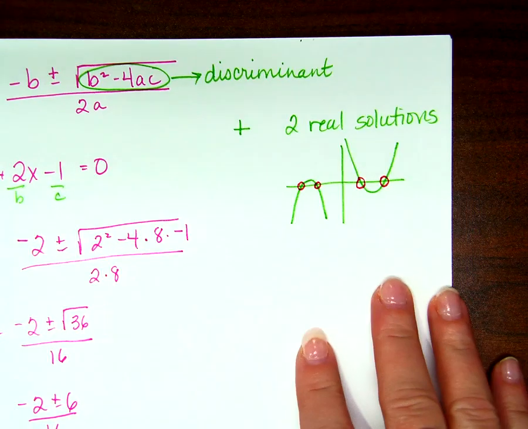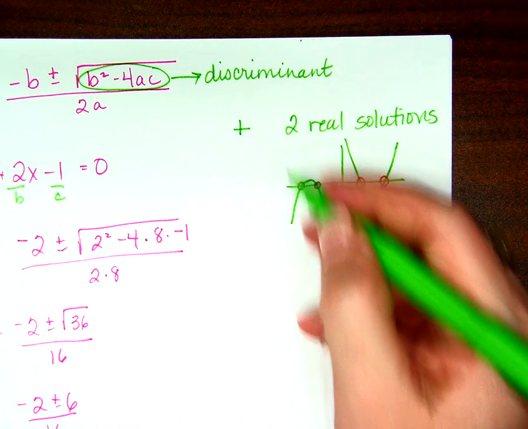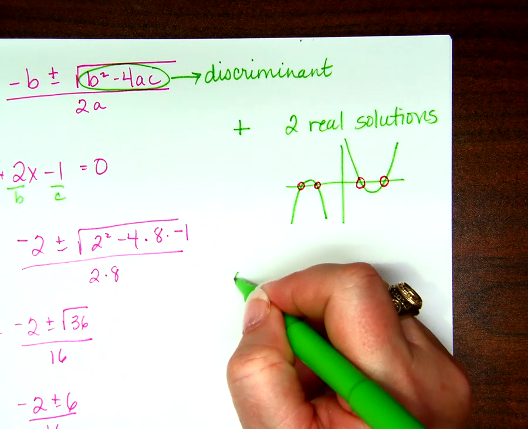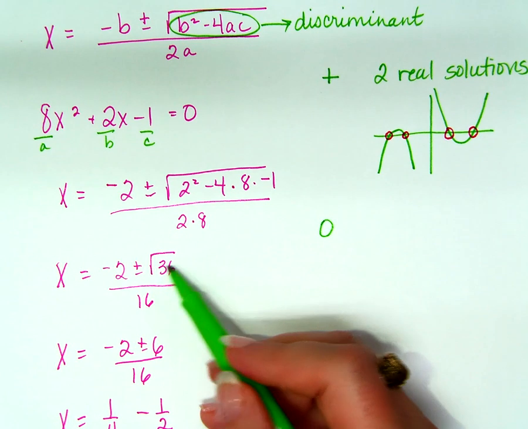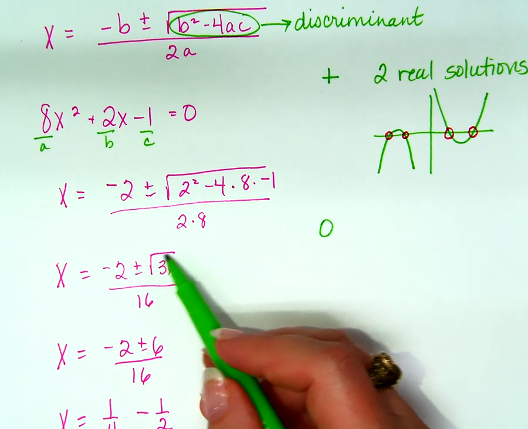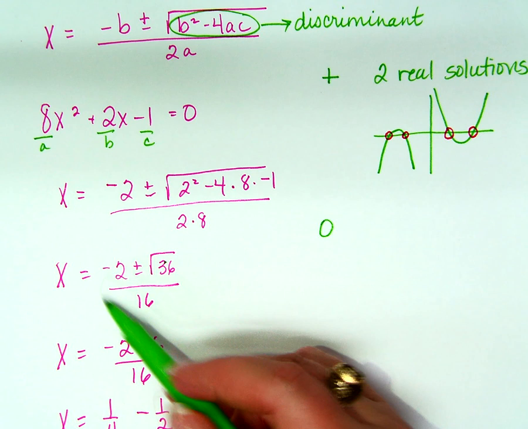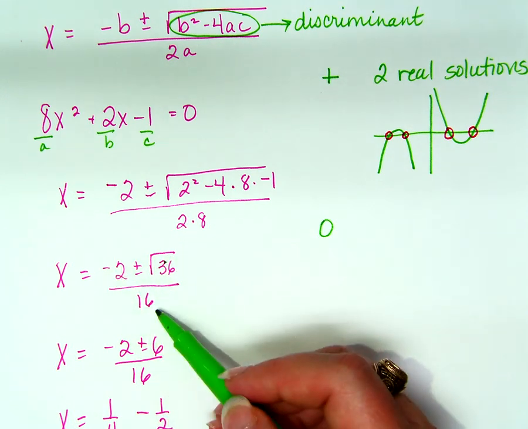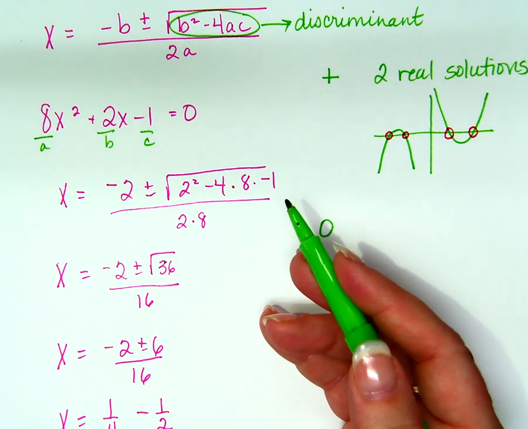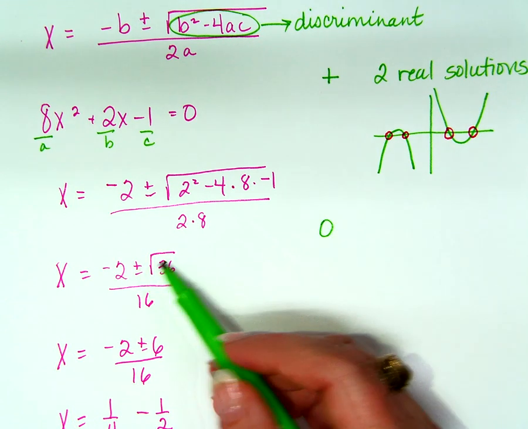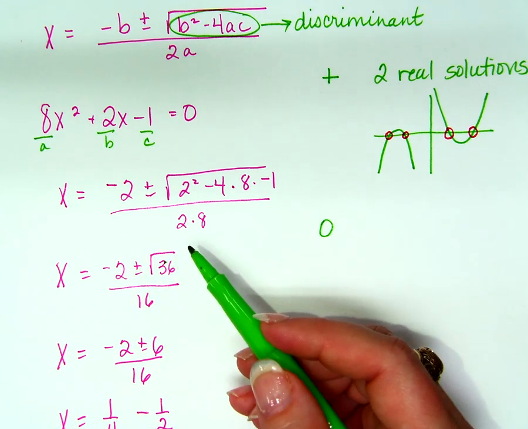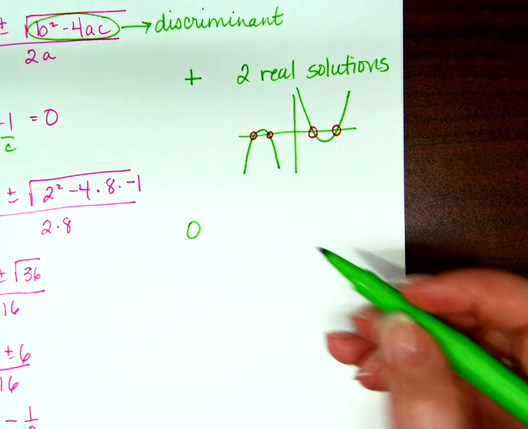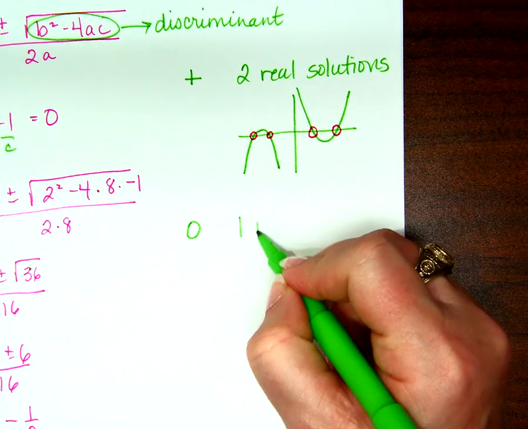Okay. What happens if our discriminant is 0? Think about this for a second. If I have a 0 right here, I'm going to be taking the square root of 0, which is 0. So if I was doing this problem and this happened to be 0, I'd end up with negative 2 over 16. And that's it. Because I couldn't really plus 0 or minus 0. There's not a difference. So how many solutions would I have? So I would have 1 real solution.